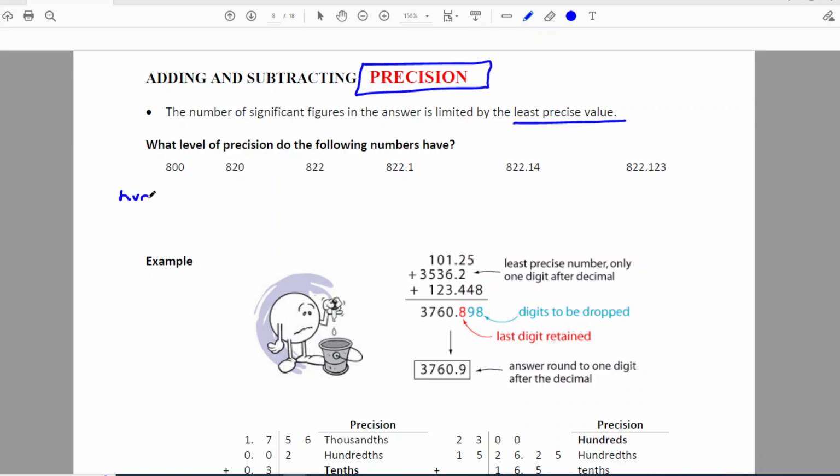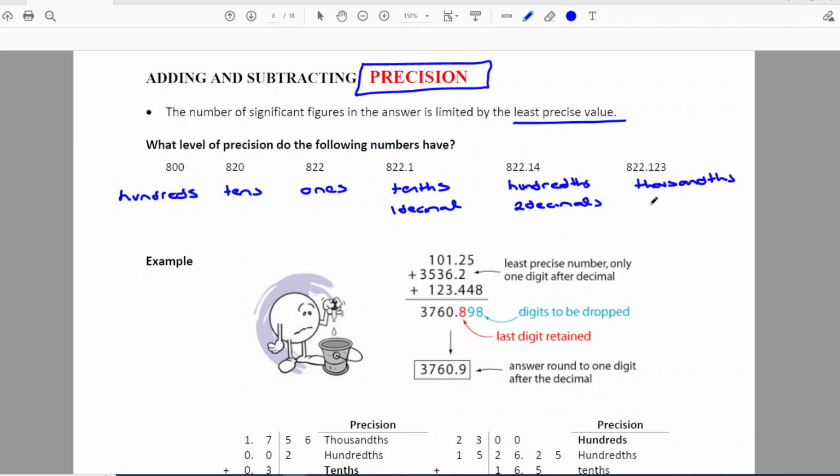Well, it's precise to the hundreds. 820 is precise to the tens. 822 is precise to the ones. 822.1 is precise to the tenths, or often people will just say 1 decimal. 822.14 is precise to the hundredths, or 2 decimal places. And then 822.123 is precise to the thousandths, or 3 decimals.